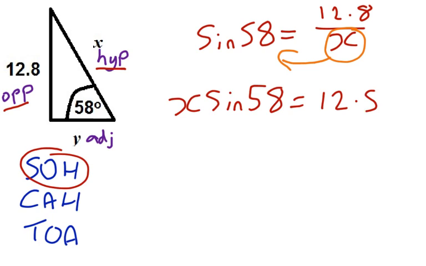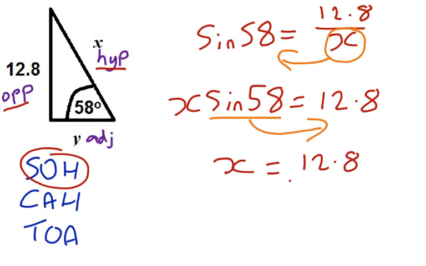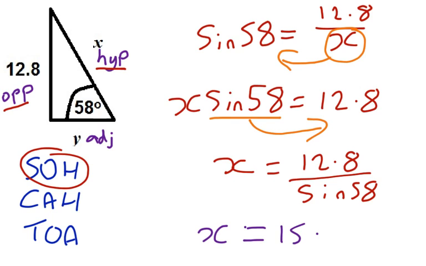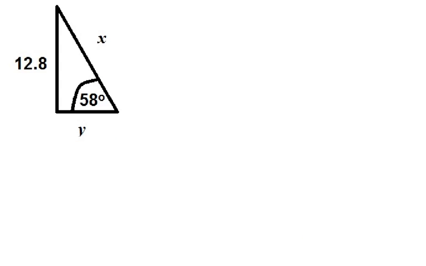equals 12.8. And now for the second step, we have to get the sine 58 over to the other side of the equation by dividing by sine 58. So that leaves us with x equals 12.8 divided by sine 58. Putting that into our calculator, we get a value of x of 15.09.